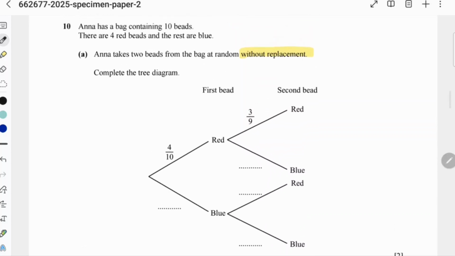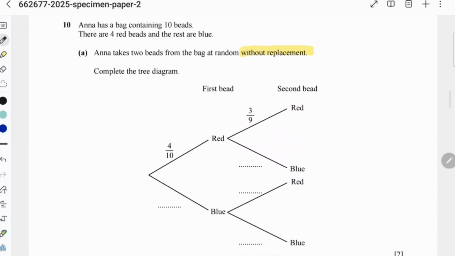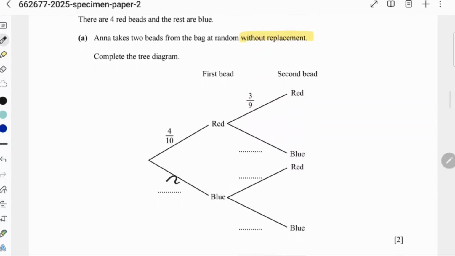So here the red are 4 and the blue will be 6 over 10. Then 3 over 9 and here 6 over 9. 3 and 6, the total will be 9. And if from blue the branch is going on, we'll make one number less in blue beads. So that will be 5 over 9 and that remains the same, 4 over 9.